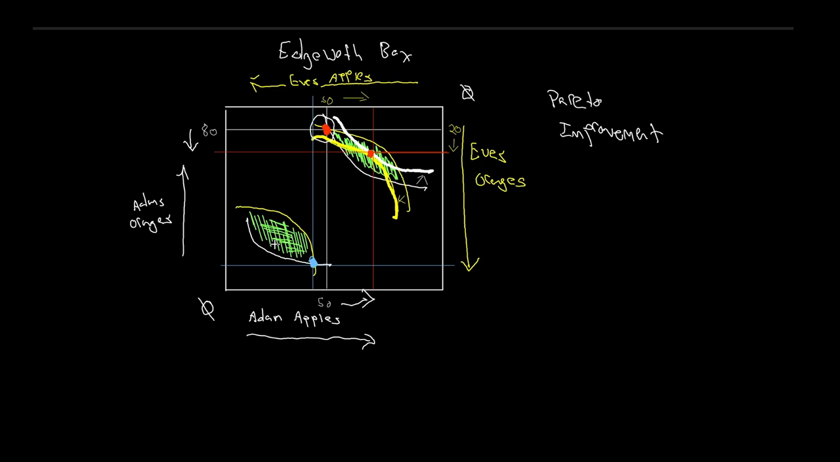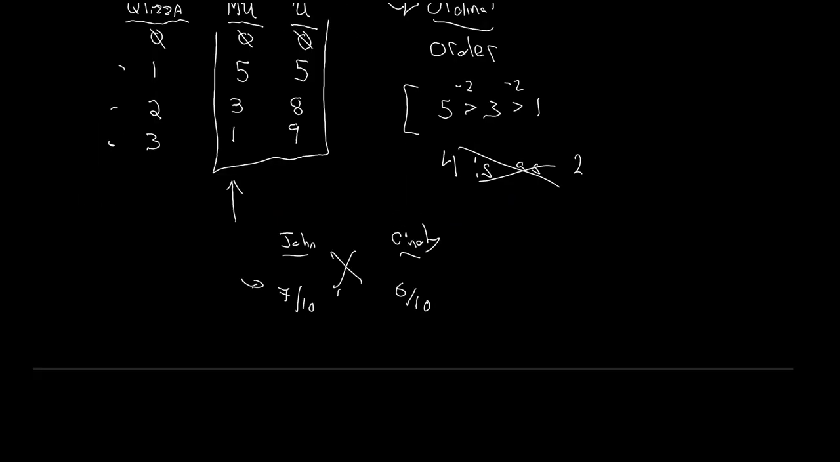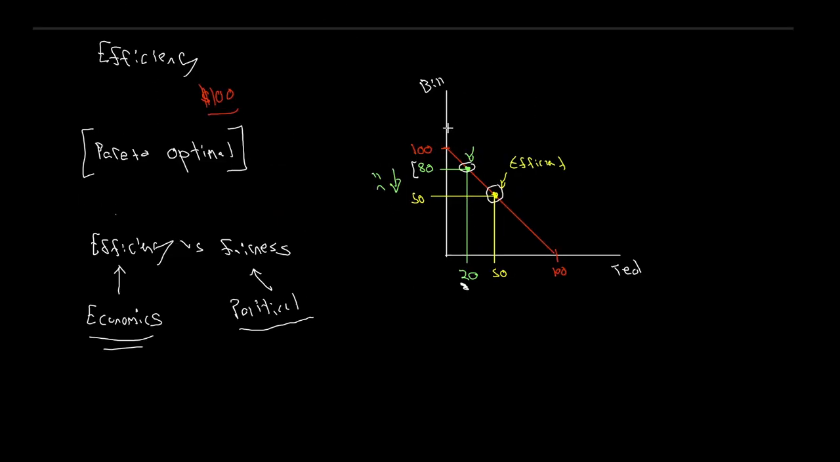Okay, as we've gone through all that, what exactly have we looked at in this video? Well, really what we've done is we've defined and seen efficiency. We've seen efficiency in the case of Bill and Ted, a situation where it was efficient and Pareto optimal. Because once we arrived at that initial efficient allocation, we could not change without hurting anybody.